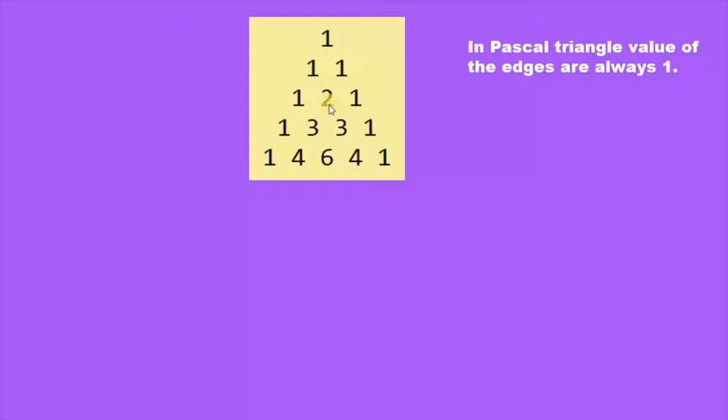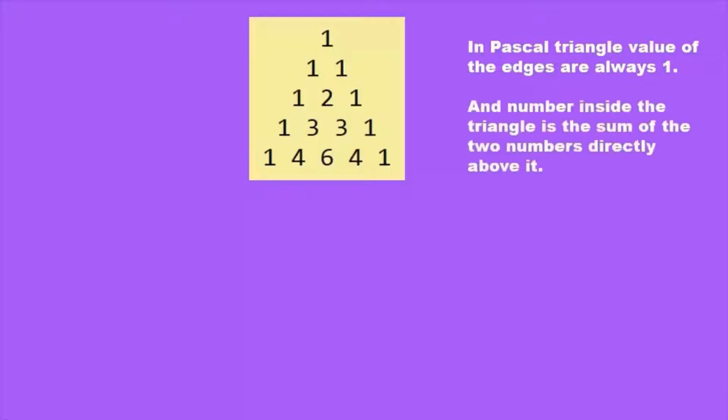1 plus 1 is equal to 2. 1 plus 2 is equal to 3. 2 plus 1 is equal to 3. 1 plus 3 is equal to 4. 3 plus 3 is equal to 6. 3 plus 1 is equal to 4. So the number inside the triangle is the sum of the two numbers directly above it.